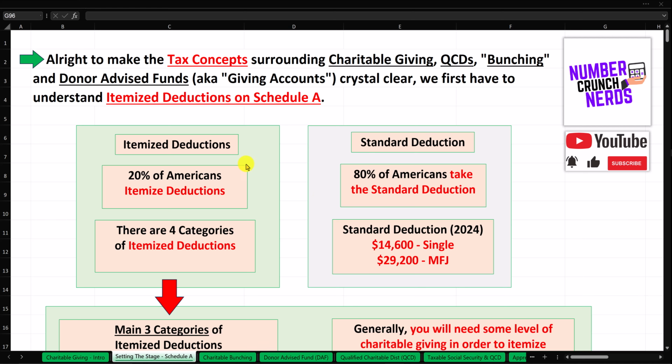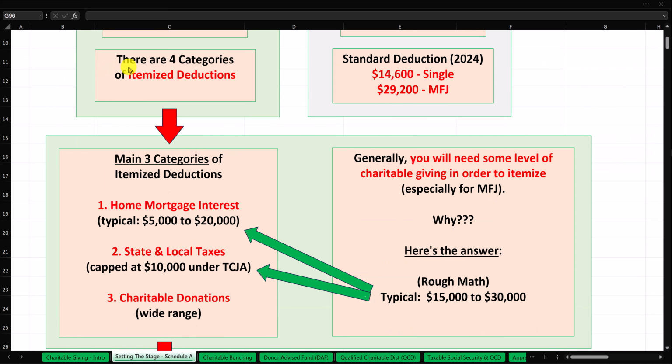You don't have to quote me on this exact percentage right here, but this is roughly what it is based on my personal experience. Now there are 4 categories of itemized deductions, and we're going to go over the main 3 categories of itemized deductions right here. So the first category is going to be home mortgage interest, and for your average American, you're typically going to see somewhere between like $5,000 and $20,000 on the tax return. I'm not saying it can't be more than this if you have a big house with a big mortgage, but on average, this is what you see.